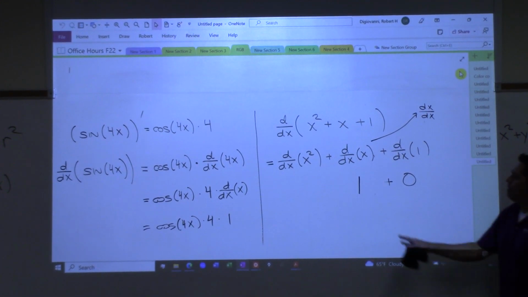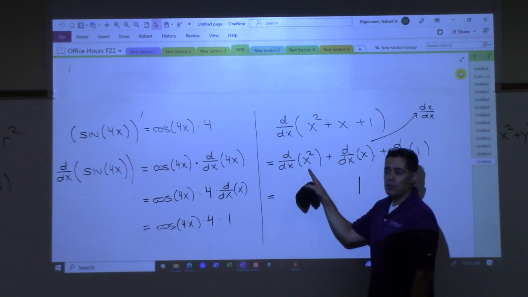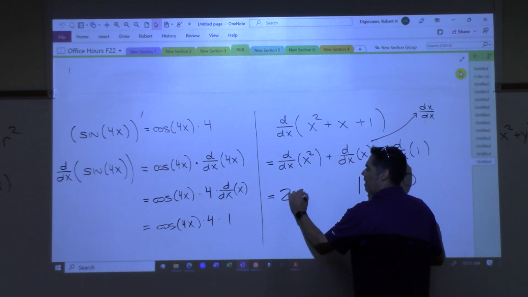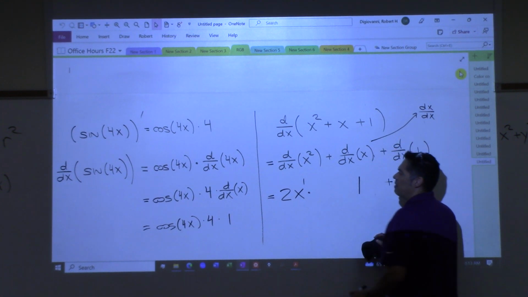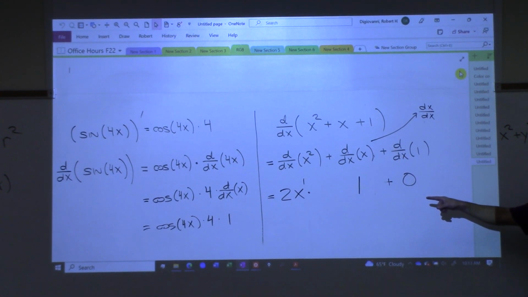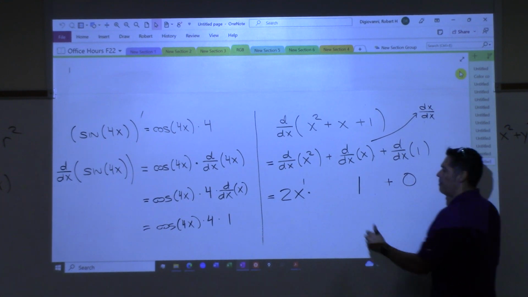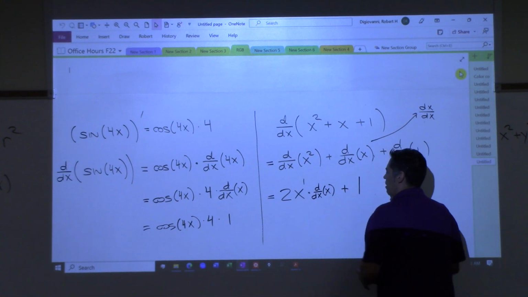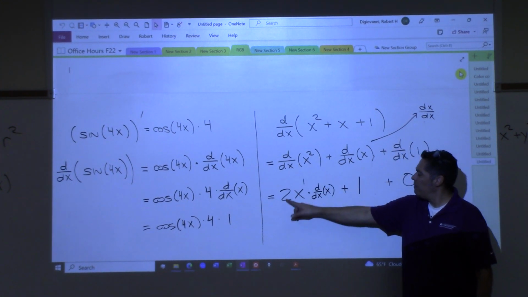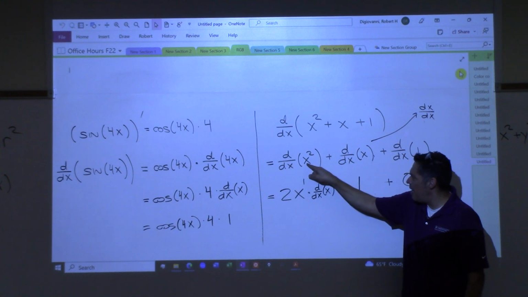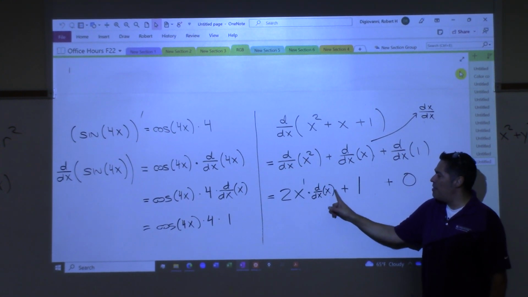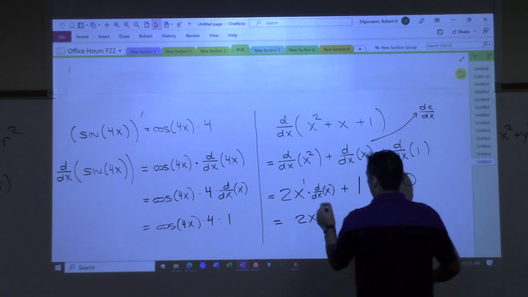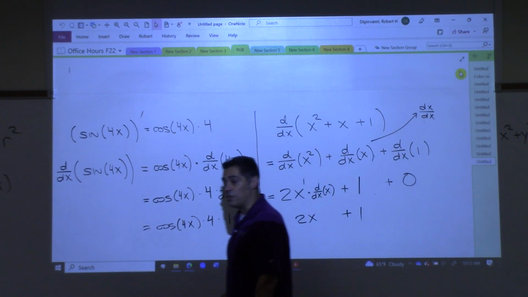Following? This one, I have to use the chain rule. So first I bring the 2 out, x to the first power times, now what am I taking the derivative of now? The x, right? I'm going to write it as d/dx of x, and I put a plus there between them. So I bring the 2 out, that to the first power, then I take the derivative of the x with respect to x. And this again turns into a 1. So this just becomes 2x times 1 plus 1, so 2x plus 1, as you suspected.